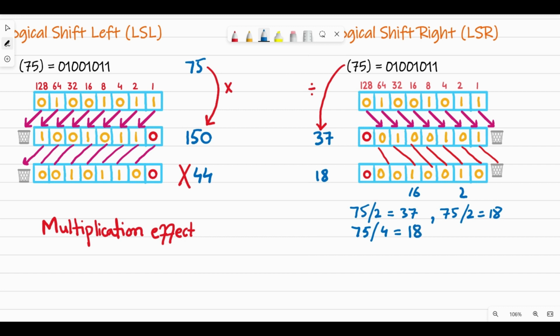So the effect of the shift on the right hand side is that the number is divided each time by 2. It's the same scenario, but division on the right hand side.